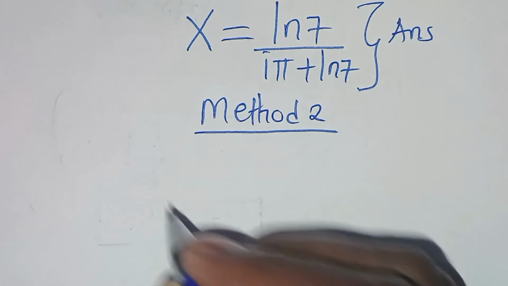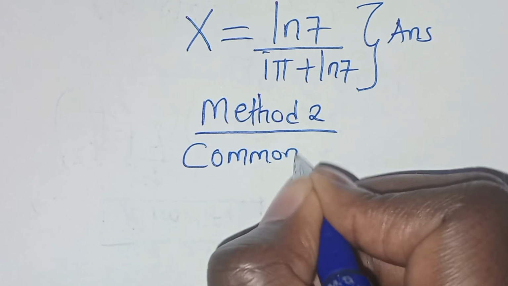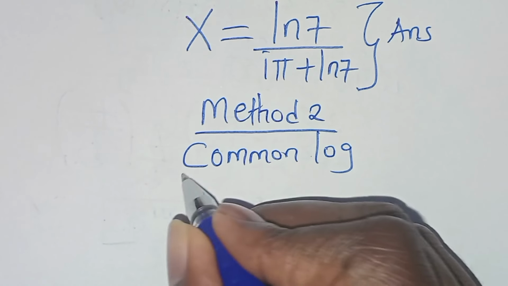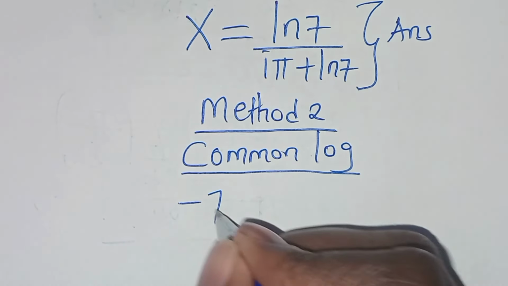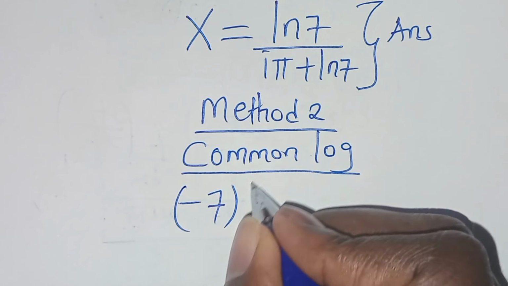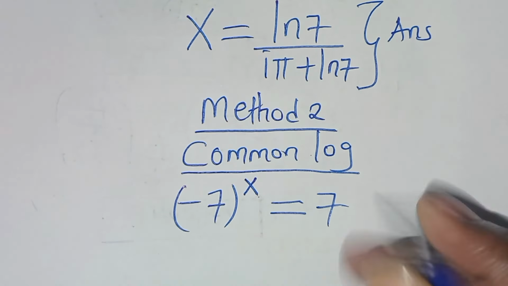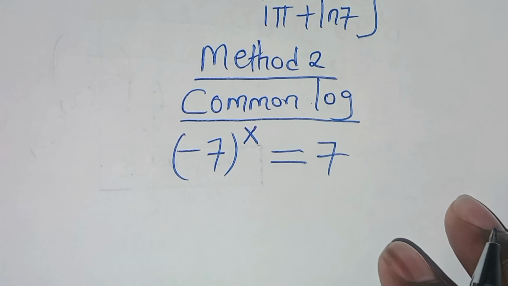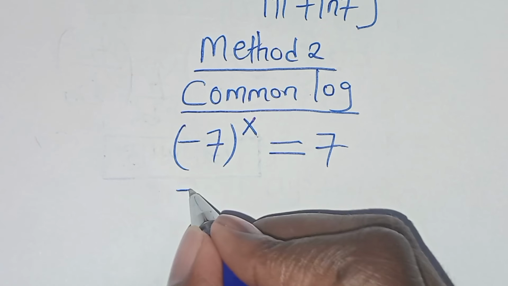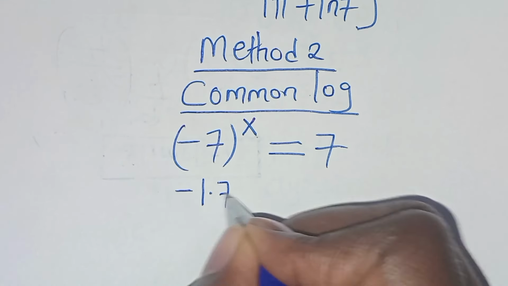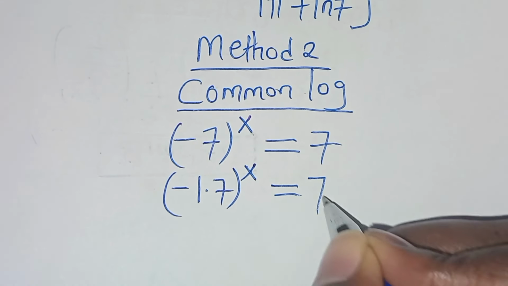By applying method 2, we apply the property of common logarithm, that is common logarithm. And in this case, we have minus 7 raised to the power of x. This is equal to 7. Now, the next step is that we can express minus 7 raised to the power x as minus 1 times 7 raised to the power of x. This is equal to 7.